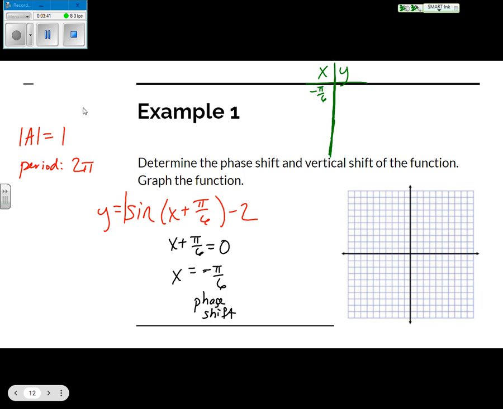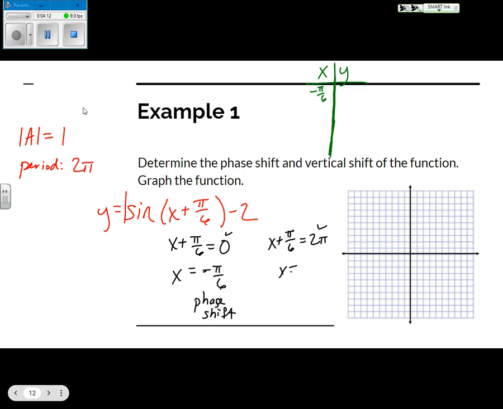Now, since my period is 2 pi, I'm also going to take what is in parentheses right here and set it equal to 2 pi. I'm going to set it equal to where the period normally stops. So I'm always setting it equal to 0 and 2 pi, the period of regular sine and regular cosine. So it'll always be those two numbers.